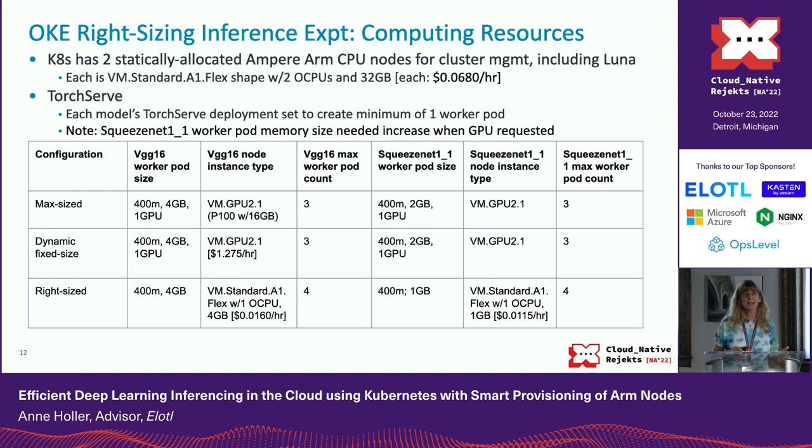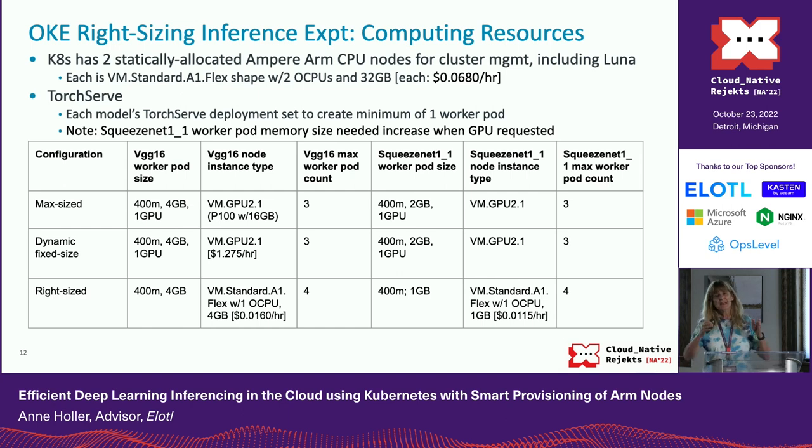So let's look first at the results on OKE. The Kubernetes cluster itself has two statically allocated CPU nodes to handle just management, including the Luna pods itself. These were Ampere ARM nodes. These were A1 Flex. Each cost about 7 cents an hour.